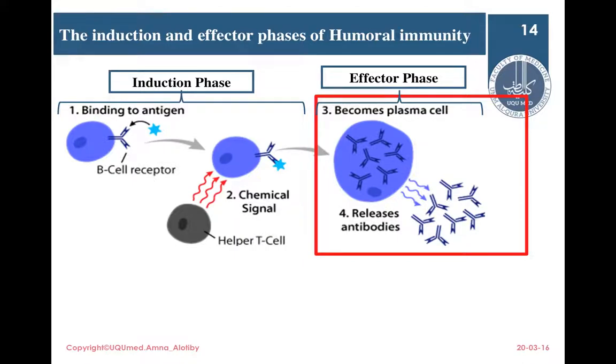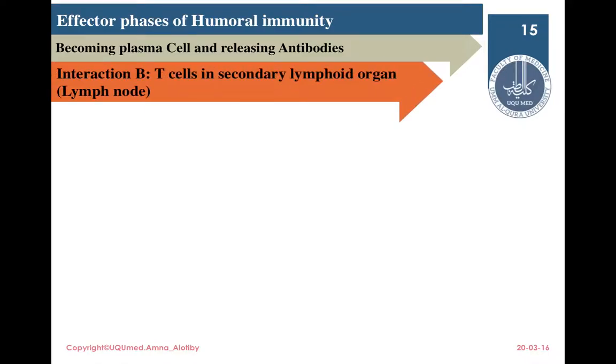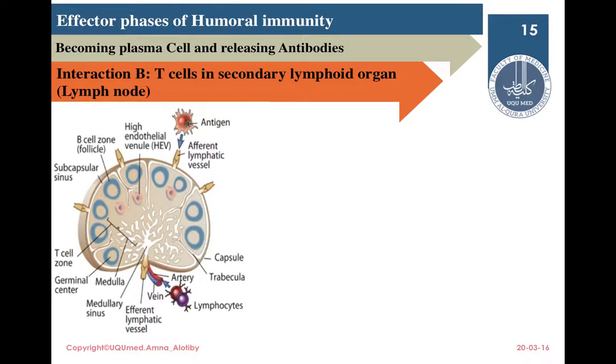Now let's look at this effector phase, how the B cells are differentiated into plasma cells, and then plasma cells produce different types of antibodies. The interaction of B and T cells in secondary lymphoid organs is actually a very interesting phenomenon, but before going into the details we have to refresh our memory about the different parts of the lymph nodes. So these blue structures are the B cell zone or the follicles. This area is called the T cell zone.